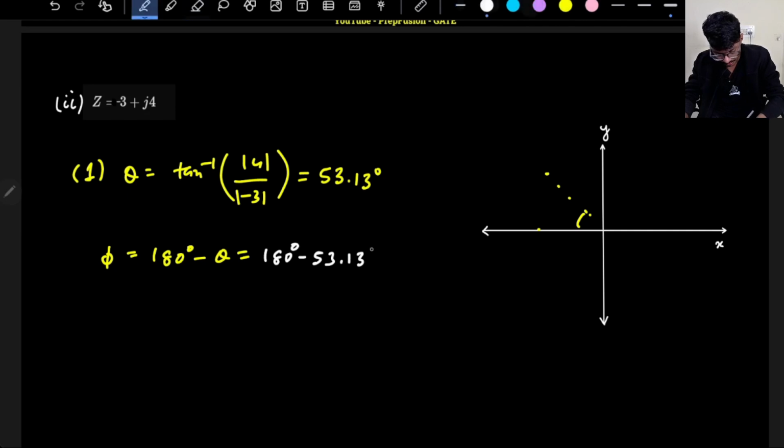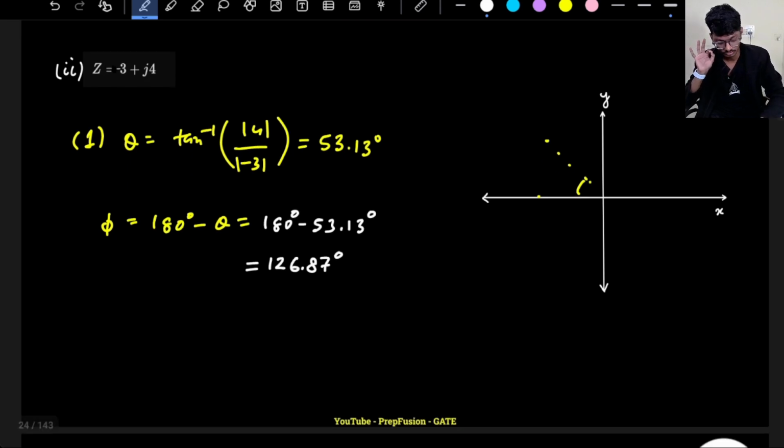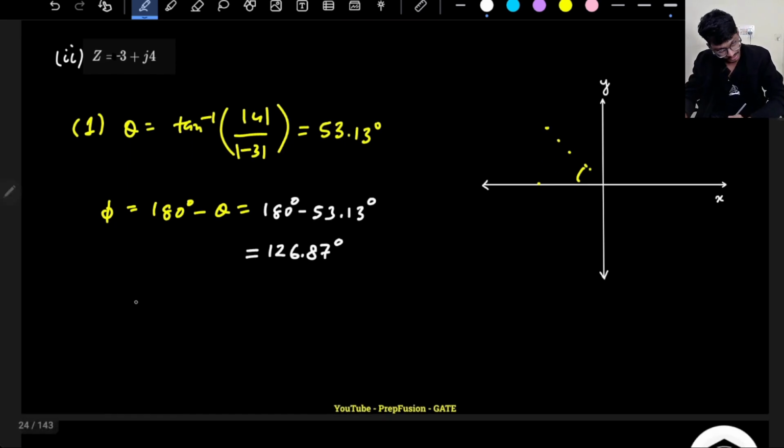53.13. So 180 minus 53.13, this will be equals to what? This value, 180 minus 53.13, will be equals to 126.87 degrees. Okay, this will be the angle value. Got it? So here phi will be 126.87. The magnitude will be the same, it will not change. So z will be equals to 5 angle of plus 126.87 degrees.